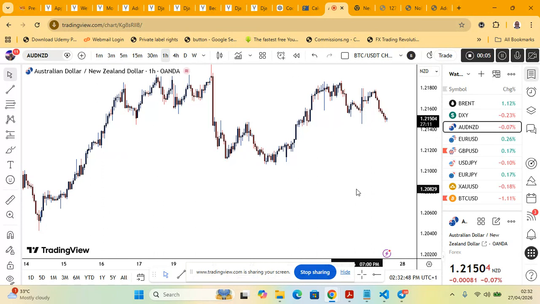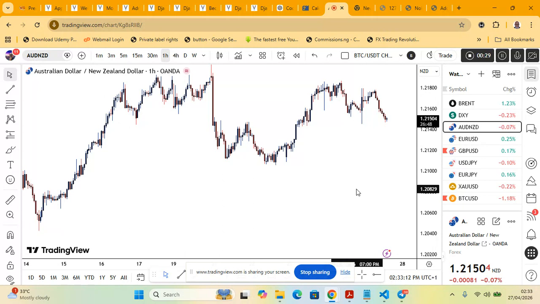Welcome again to one of the trading sessions that I have decided to be organizing for this quarter. You're aware that the last quarter ended very well. We had very profitable trade setups. So today I'm going to start with the trading instruments.